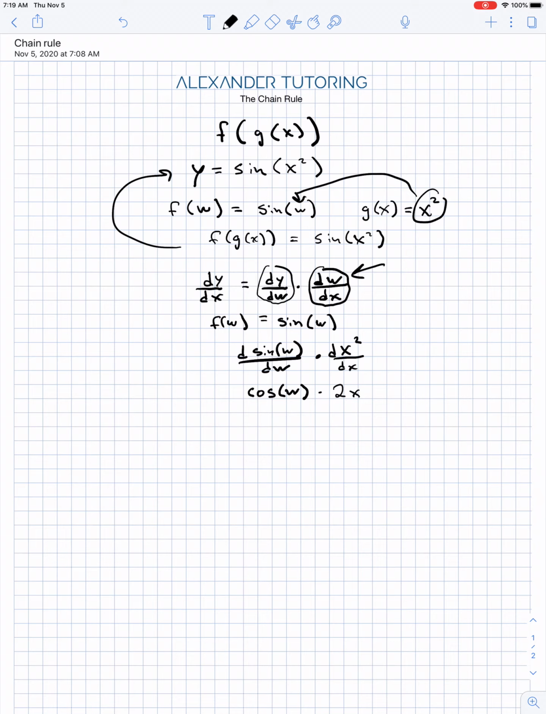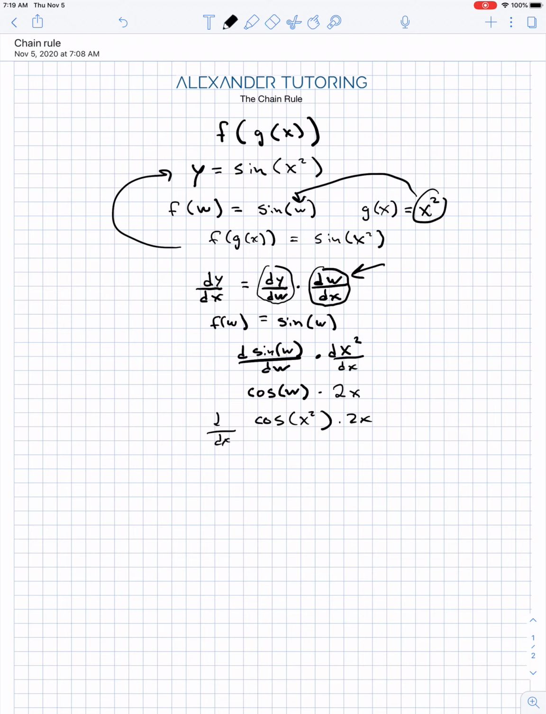And again, what's w? W is the inside function, or x squared. So we get cosine x squared times 2x, which is the answer. That is dy dx. Okay, so that's the chain rule in action.